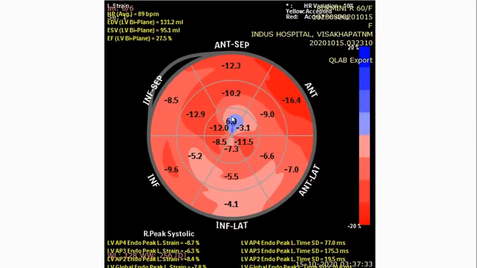This is the bullseye. By LV biplane EF it is 27.5 in global longitudinal strain, whereas in M mode it was 42, which was misleading. And here we got LV global longitudinal strain of minus 7.8%.